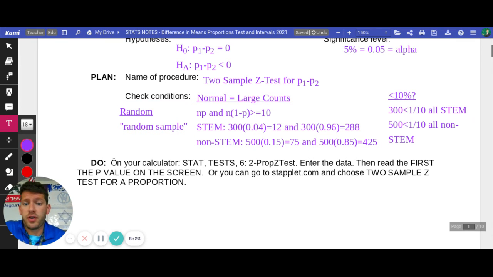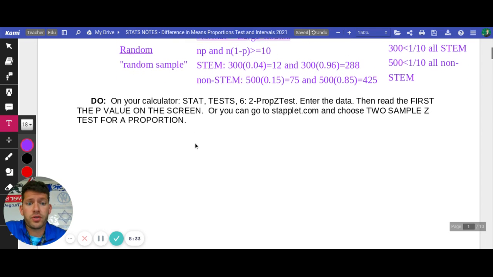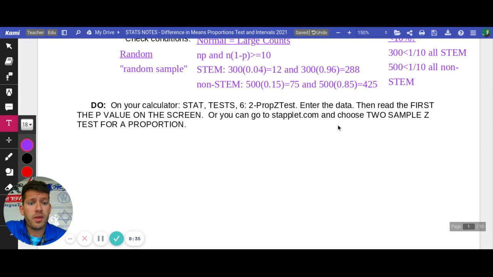So we got some options. You can go to the calculator, stat, tests. Number 6 is 2-prop z-test. Enter in the data, read the first p-value on the screen. We're going to go try out statlet.com and choose 2-sample z-test for proportion. I think I need to make a second video for that, so I'll see you in the other video.